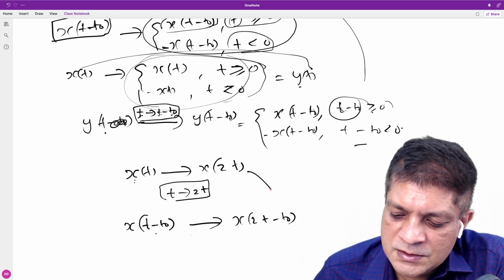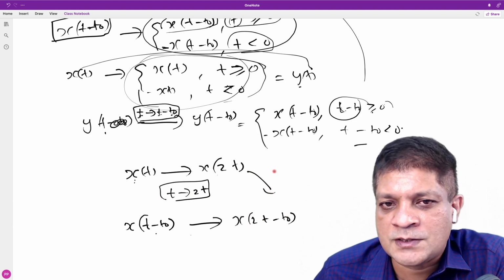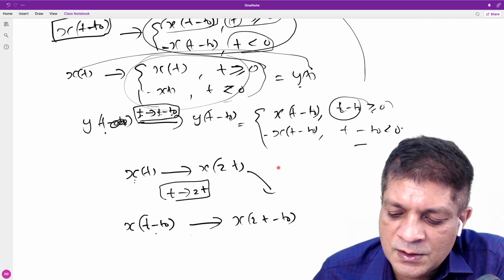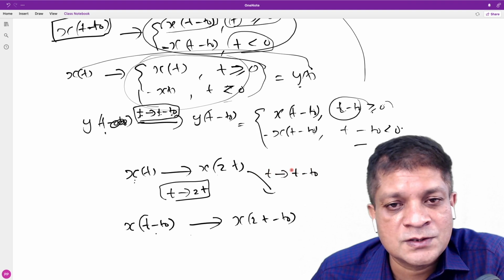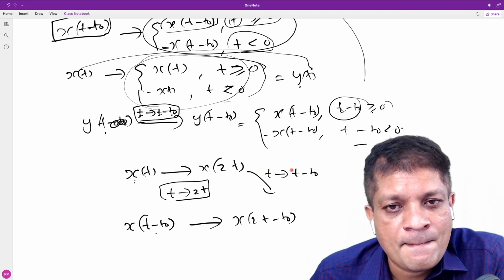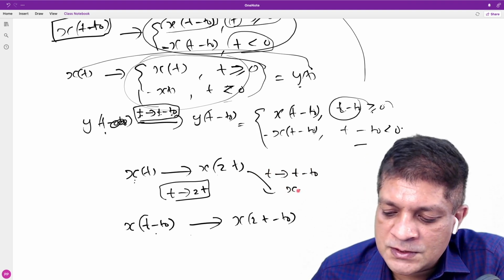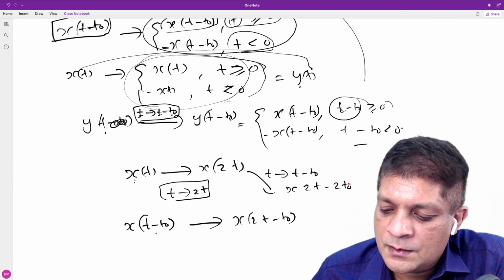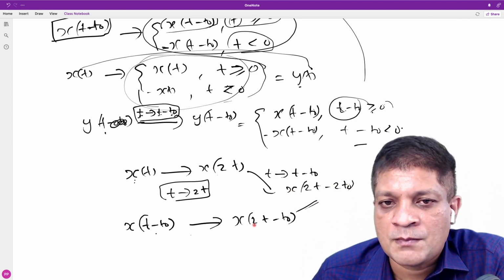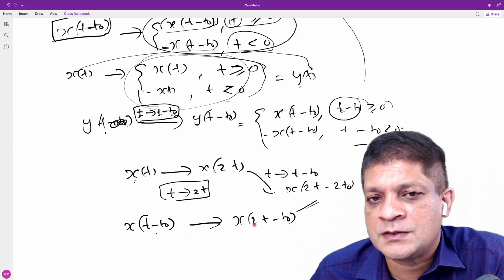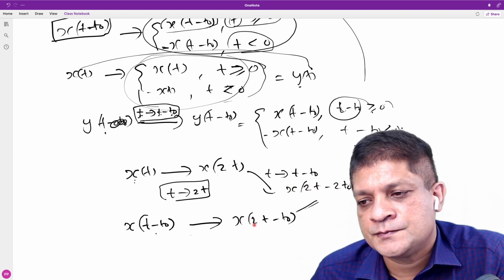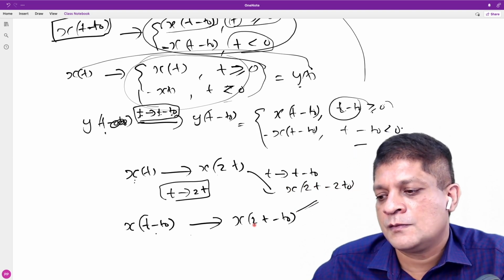Now, if you delay this by t0, what is that operation? Delay by t0 means replace t with t - t0. Is it the operation? Yes, sir. Now what is the output? It is x(2(t - t0)), that is x(2t - 2t0). They are not the same. So it is a time varying system. Okay? Thank you, sir. Okay.